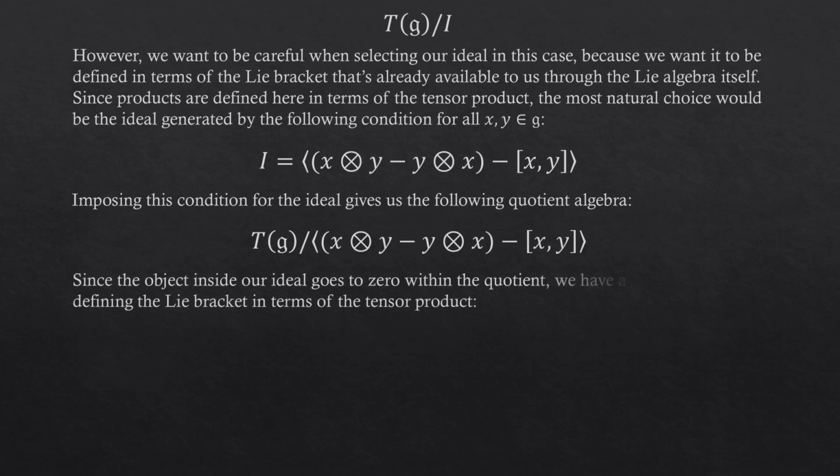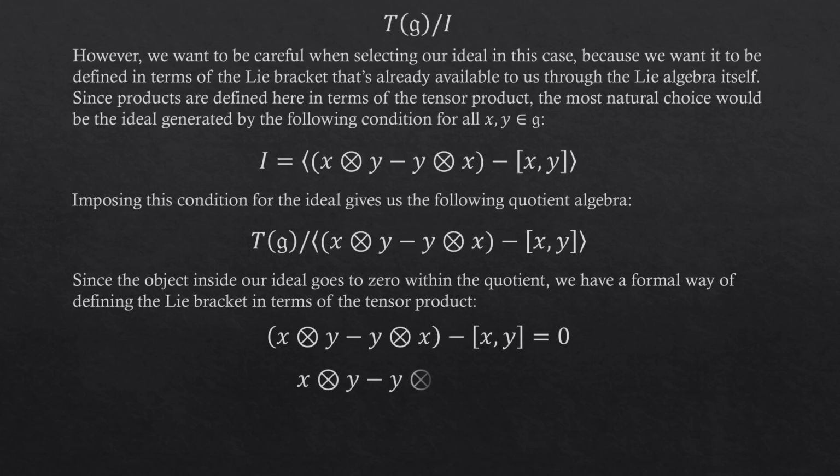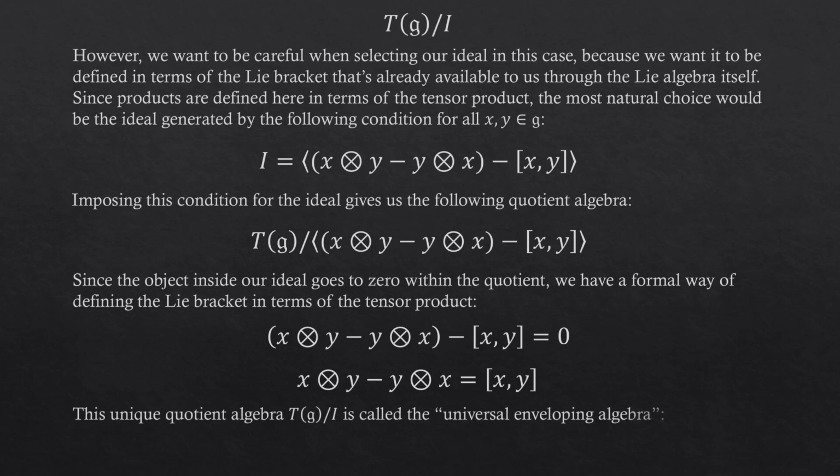But since the object inside our ideal goes to 0 within the quotient, we have a formal way of defining the Lie bracket in terms of the tensor product specifically. So x ⊗ y minus y ⊗ x minus the Lie bracket of x and y is equal to 0, such that the difference of those tensors is equal to the Lie bracket. This unique quotient algebra is called the universal enveloping algebra. And x ⊗ y minus y ⊗ x equaling the Lie bracket is a generalization of the canonical commutation relation in quantum mechanics.